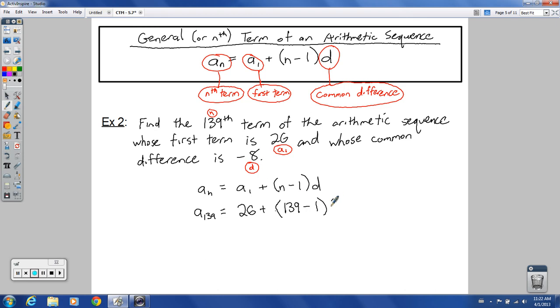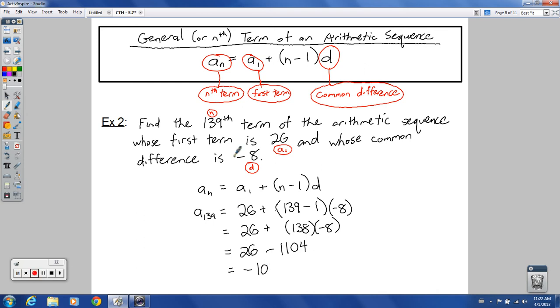But this would be times the common difference times -8. It's not this minus 8, it's this times a -8. So make sure you use parentheses there. And here we'd have 26 plus 138 times -8. If you multiply 138 times -8, you end up getting -1,104. And then 26 minus 1,104.